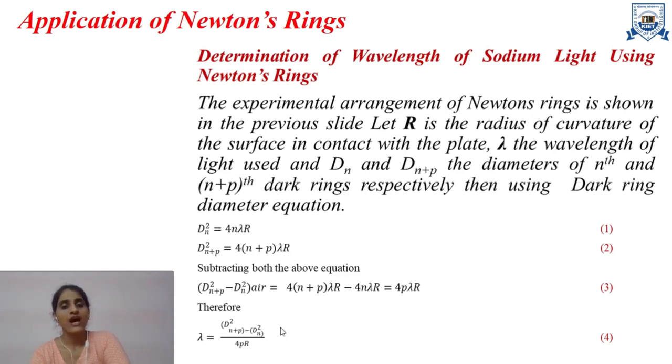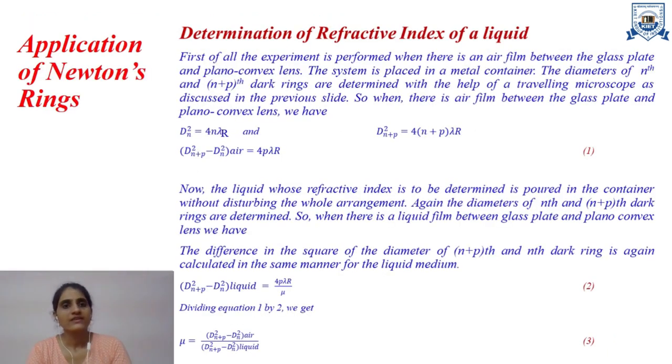So from here I can easily write down the wavelength formula. The wavelength of the sodium light will be Dn+p squared minus Dn squared upon 4pR, where p is an integer and R is the radius of curvature of the plano-convex lens. So once we know the diameters of the rings, we can easily calculate the wavelength of sodium light. So the next application is the determination of refractive index of a liquid.